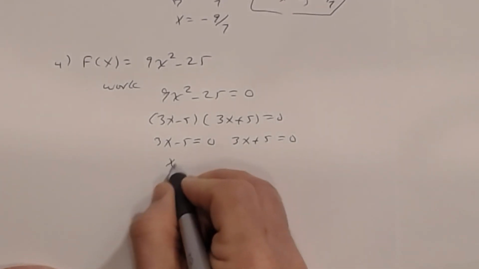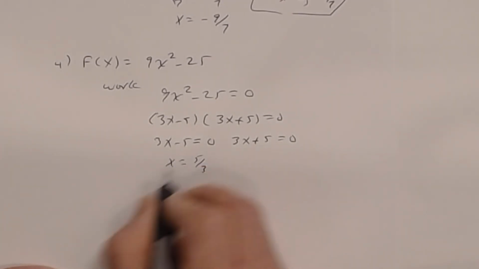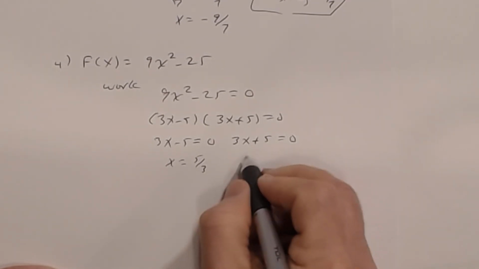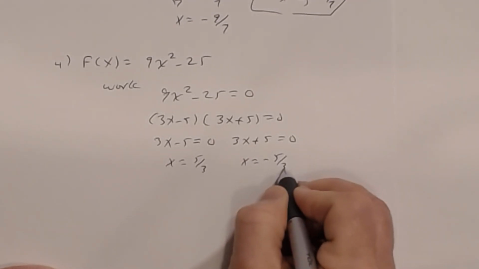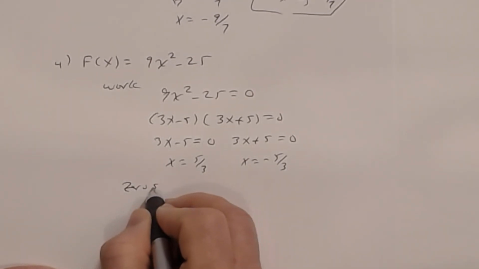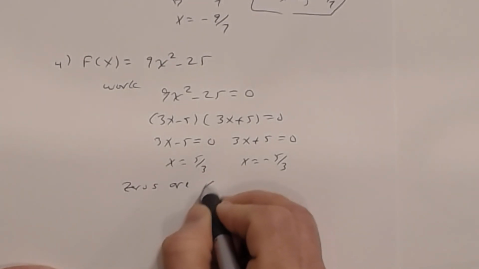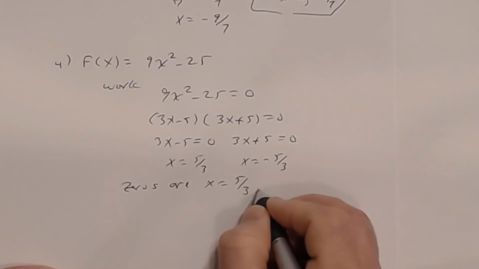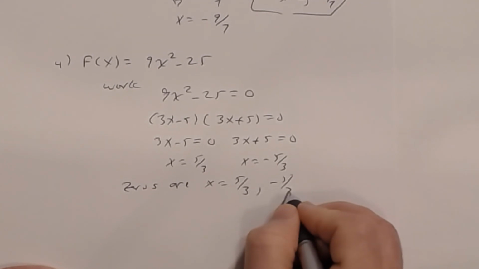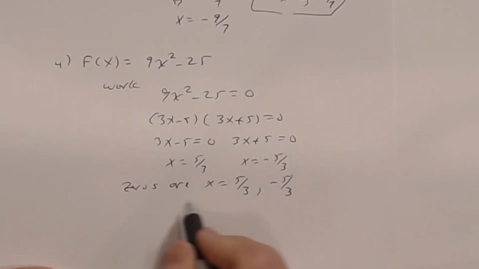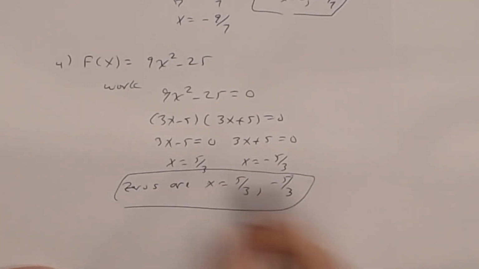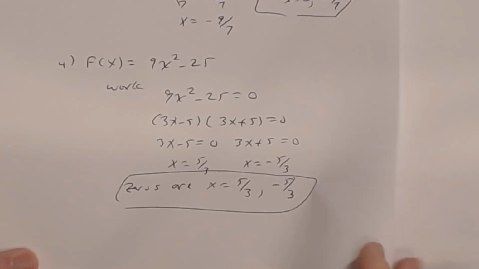And then I just set each of those factors equal to 0 using the zero factor property. So I end up with two linear equations. So one of my zeros is going to be 5/3 when I get x by itself. Over here, the other zero is going to be a negative 5/3. So those are the zeros. So the zeros are x equal 5/3 and negative 5/3. Okay? All right, number 5. So let's look at number 5.